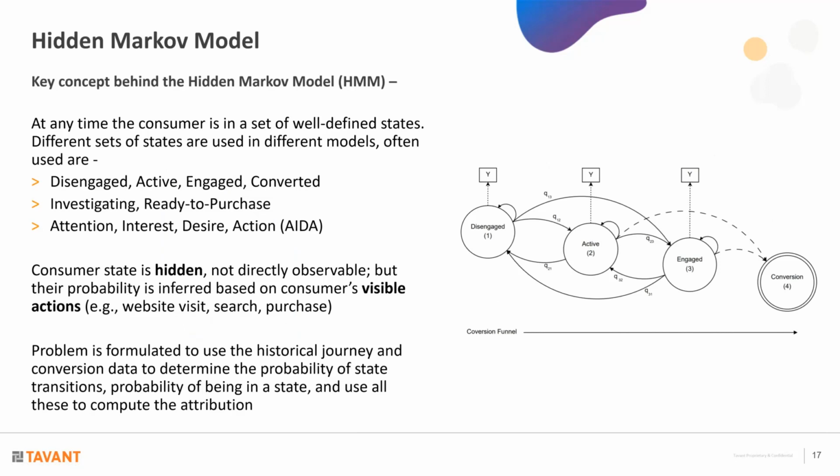The final model I want to talk about today is the hidden Markov model, and it is ironic that I will not be able to spend too much time on this, but this happens to be the most important model in my mind because of the way it works.